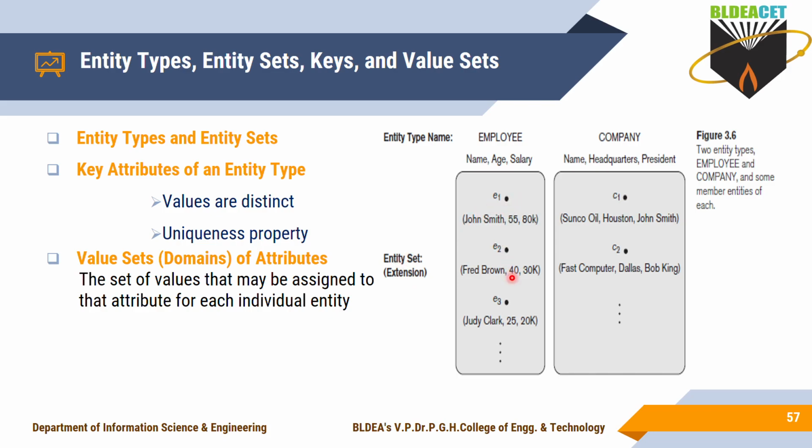Group of entities. Next is key attributes of an entity type. So now for example, if I take the name, age and salary, you can take any one attribute as a key attribute. Which attribute will you take as a key attribute? Whose values are distinct, the uniqueness property. So that attribute value must be unique here. Okay, it is distinct. Such types of attributes we call key attributes of an entity type here.